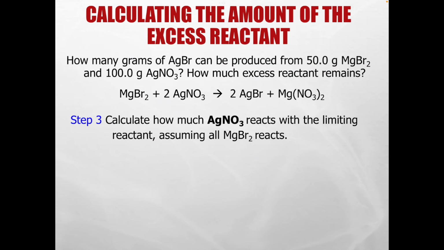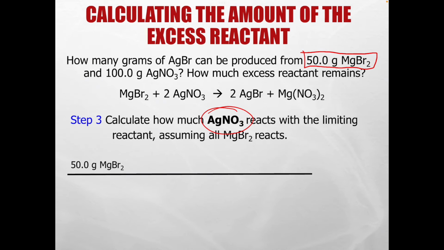Now we need to figure out how to deal with this second question: how much excess reactant remains? The way that we do that is we figure out how much silver nitrate is actually going to react with the limiting reagent. If we start with our 50 grams of magnesium bromide, how much silver nitrate reacts with that? So we're going to start a train track here with our limiting reagent, and figure out how many grams of our excess reagent react with it.